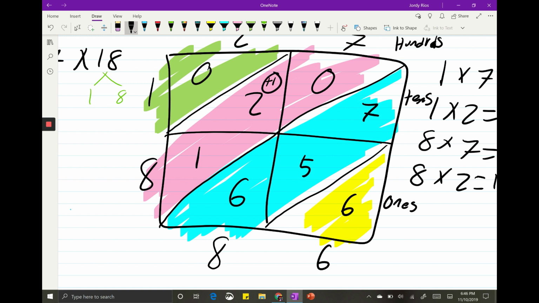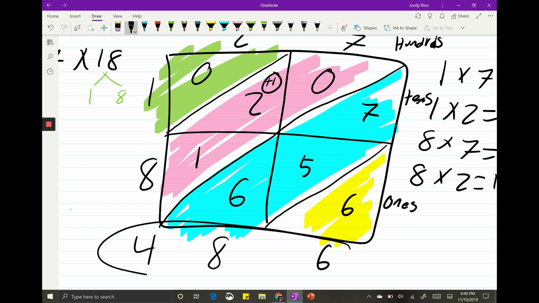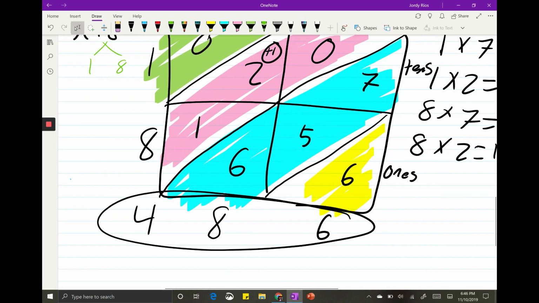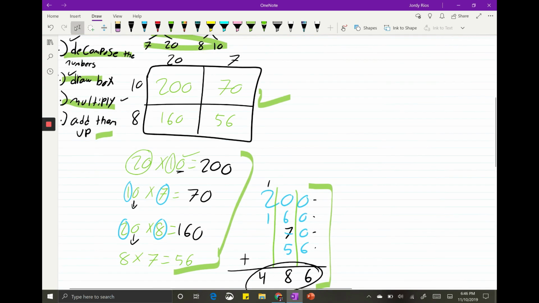Remember, 2 digits can't go here in the tens area. My 1 has to go up here in the hundreds area. It goes to the next place value. So we look at that again: 1 plus 2 plus 1, and that's 4. So my number is what? 486. And that's it.